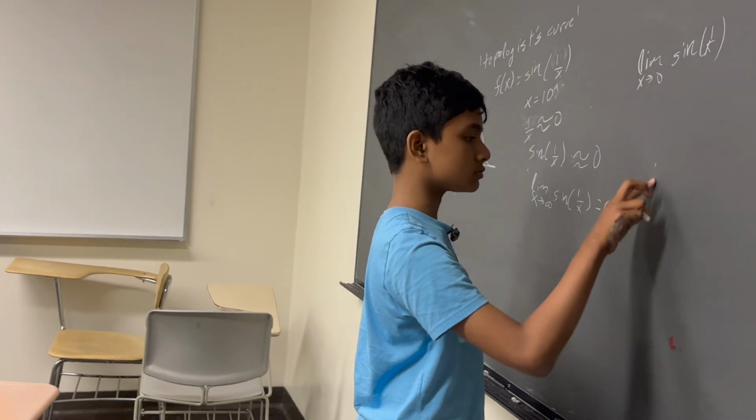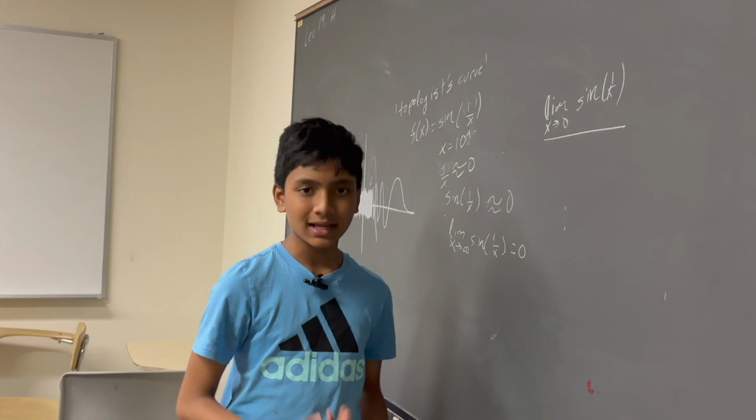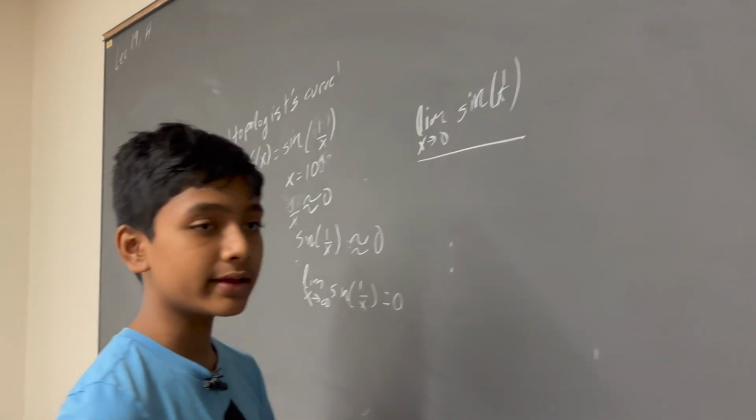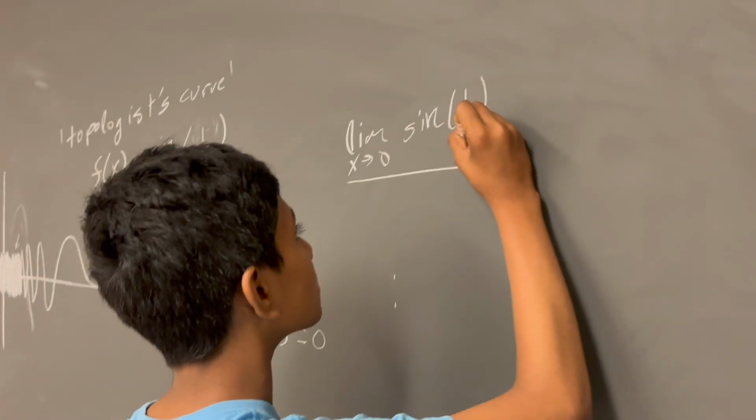So instead, how can we prove that this actually doesn't have a value? That's right, there is no limit as x approaches 0 of sine 1 over x.